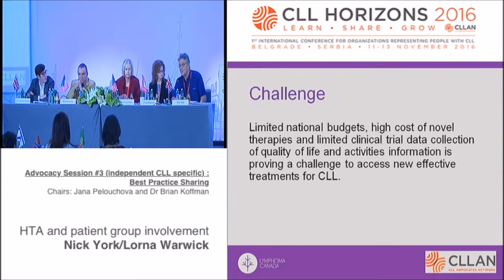The challenge. Now, limited national budgets, there is no more money, and the high cost of novel therapies, and limited trial data collection of quality of life. Here it comes again, and activities information. Activities information, real-world data, real-life information, how people go about and deliver the activities and are able to carry out their activities of daily life. So this is proving a challenge in accessing new effective treatments when it comes to justifying the benefits of a treatment. And I'll quickly flip forward.